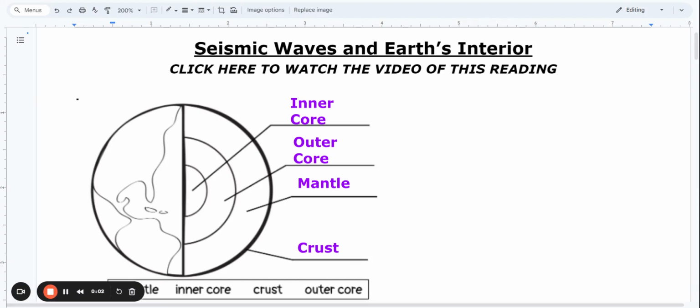This is your second reading or notes activity for the Earthquakes and Mountain Building module. Seismic waves and Earth's interior.